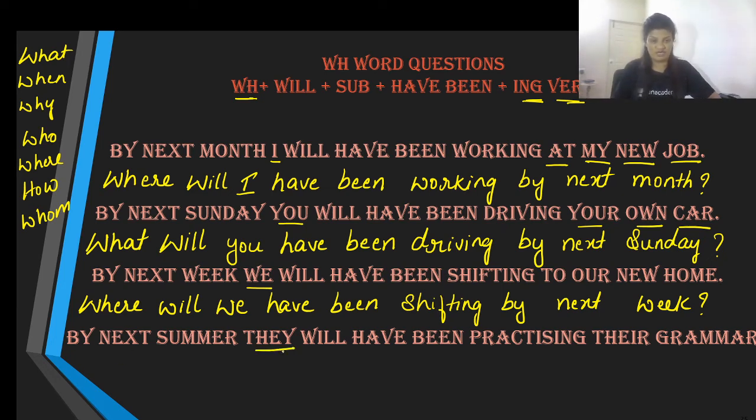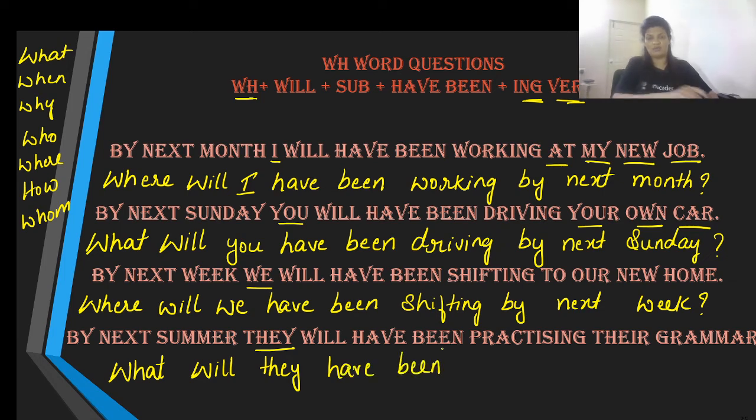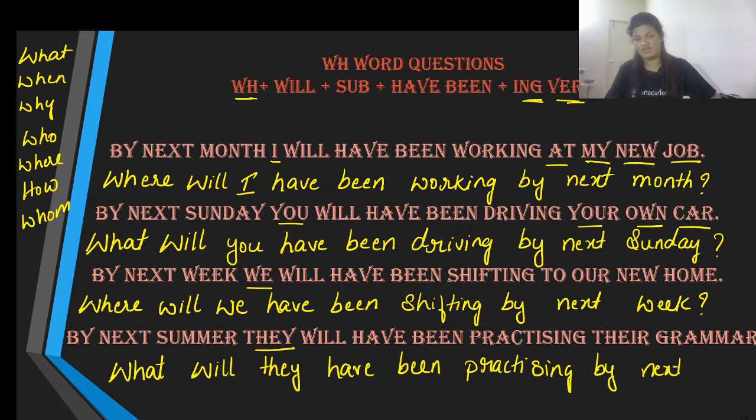With the subject they, let us begin with a question word what. What will they have been practicing by next summer? End it with a question mark. Do not forget, we are actually formulating questions. Therefore, they end with a question mark. So the answer is by next summer, they will have been practicing their grammar.